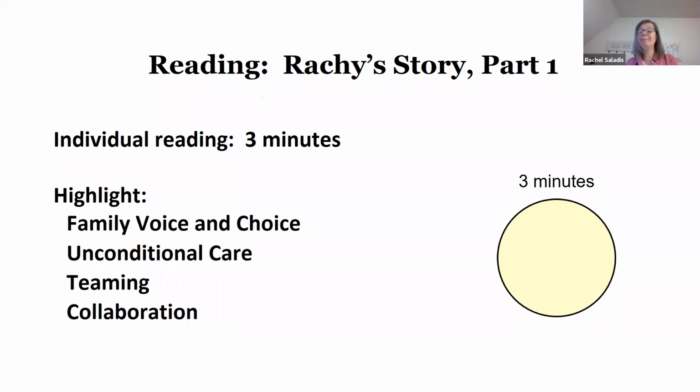If it doesn't work, you'll have to find it on the app. I don't know quite what's going on with that, so we'll see if we can get that figured out for you. It's not super long. We'll give you 3 minutes to find it and read Rachy's story, part 1. And as you read, really think about and maybe even highlight or take notes on where you see evidence of those principles that are on the screen: family voice and choice, unconditional care, teaming, and collaboration.